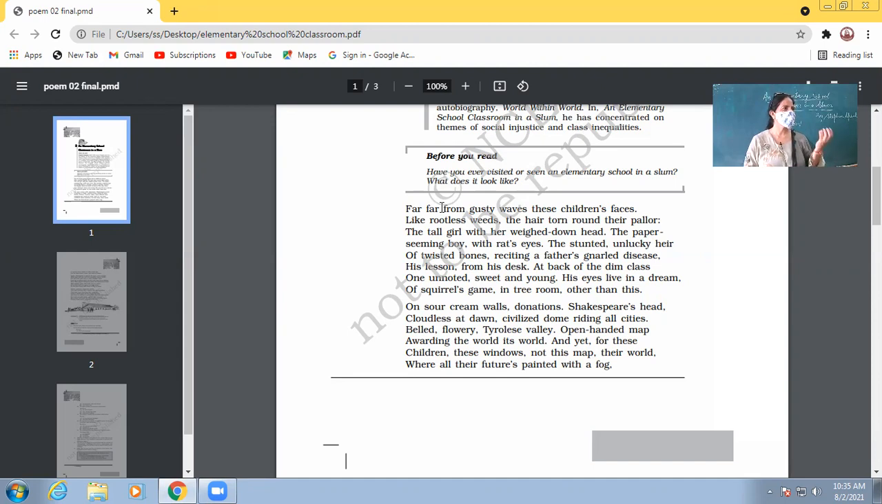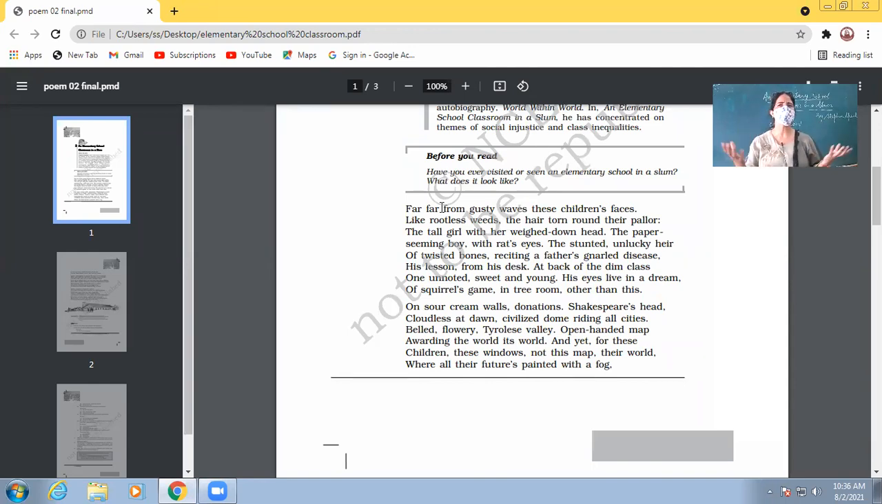What kind of game? In that game, the squirrel is playing in the tree room. In the tree, there happens to be an empty place where the squirrel goes inside and comes out. So the squirrel's game is symbolic of freedom, fun, game.